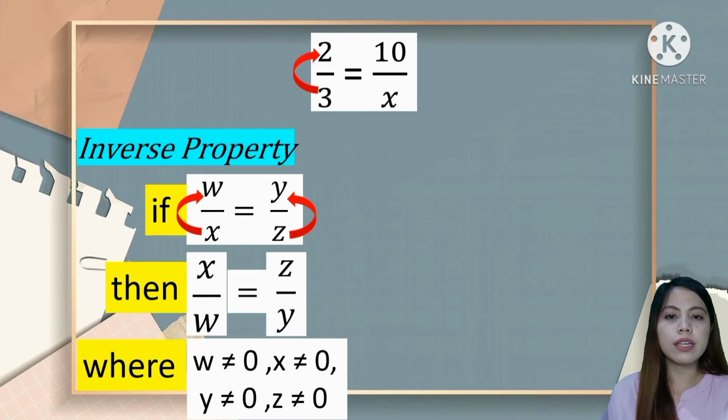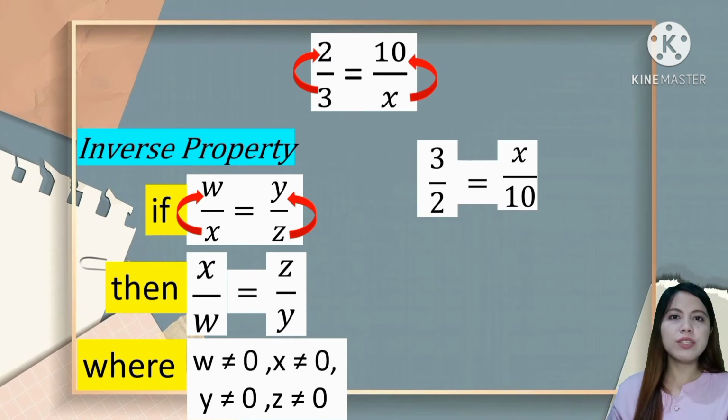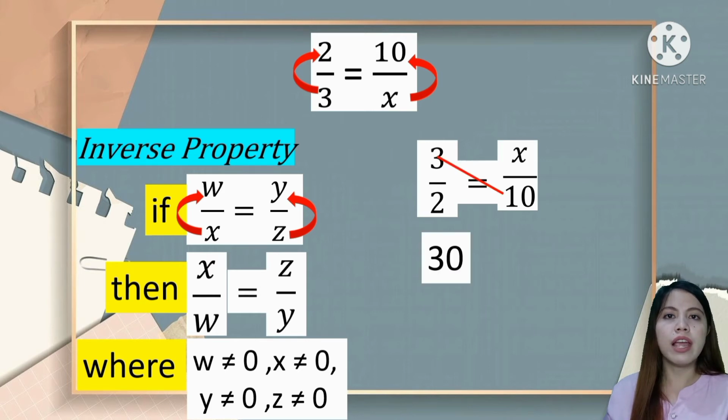2 over 3 is equal to 10 over X. We will have here 3 over 2 is equal to X over 10. As you can see, we just reciprocate 2 over 3 and it becomes 3 over 2. And 10 over X becomes X over 10. Now, let us solve for the value of X using cross multiplication. 3 times 10 is 30 and 2 times X is 2X.